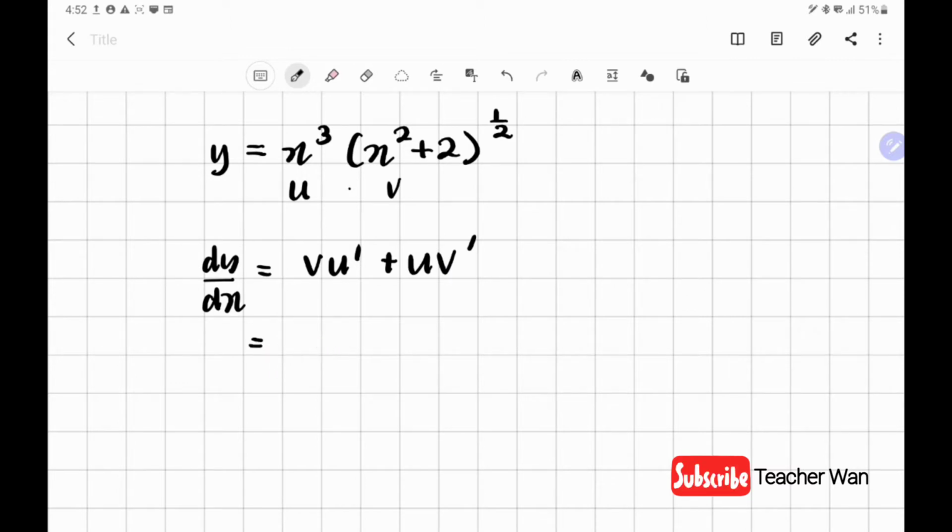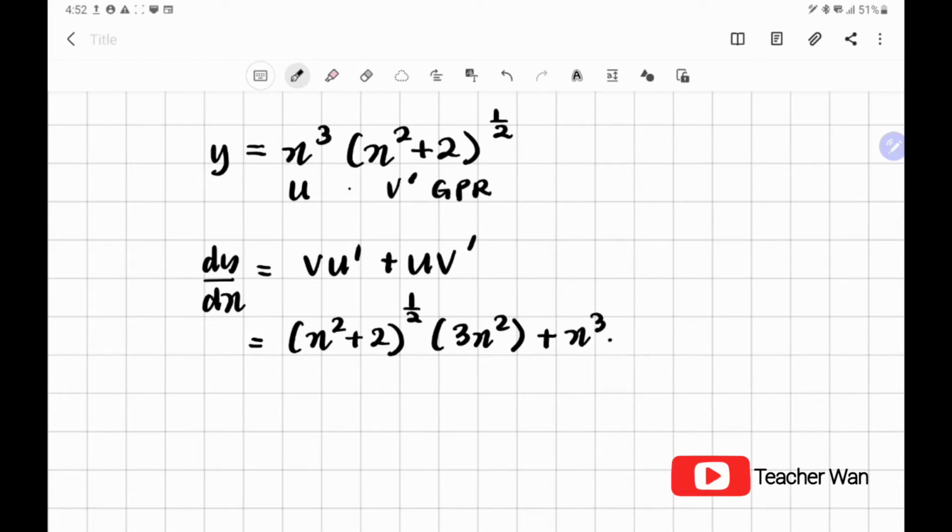So v is (x squared plus 2) to the power of 1 over 2, and we differentiate our u, we're going to get 3x squared, where u is x cubed. For the v prime we need to use the general power rule. Okay, so for the general power rule, bring down the power, copy down the function and the power minus 1, and we differentiate the inside function, we have 2x.